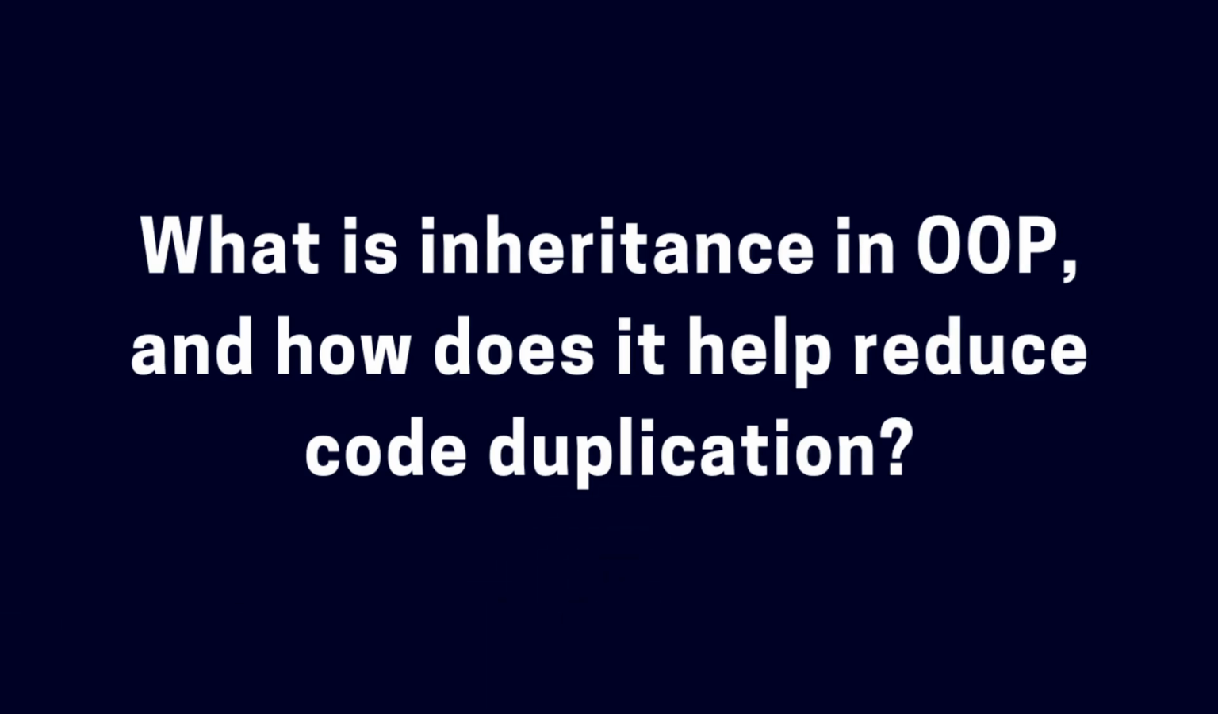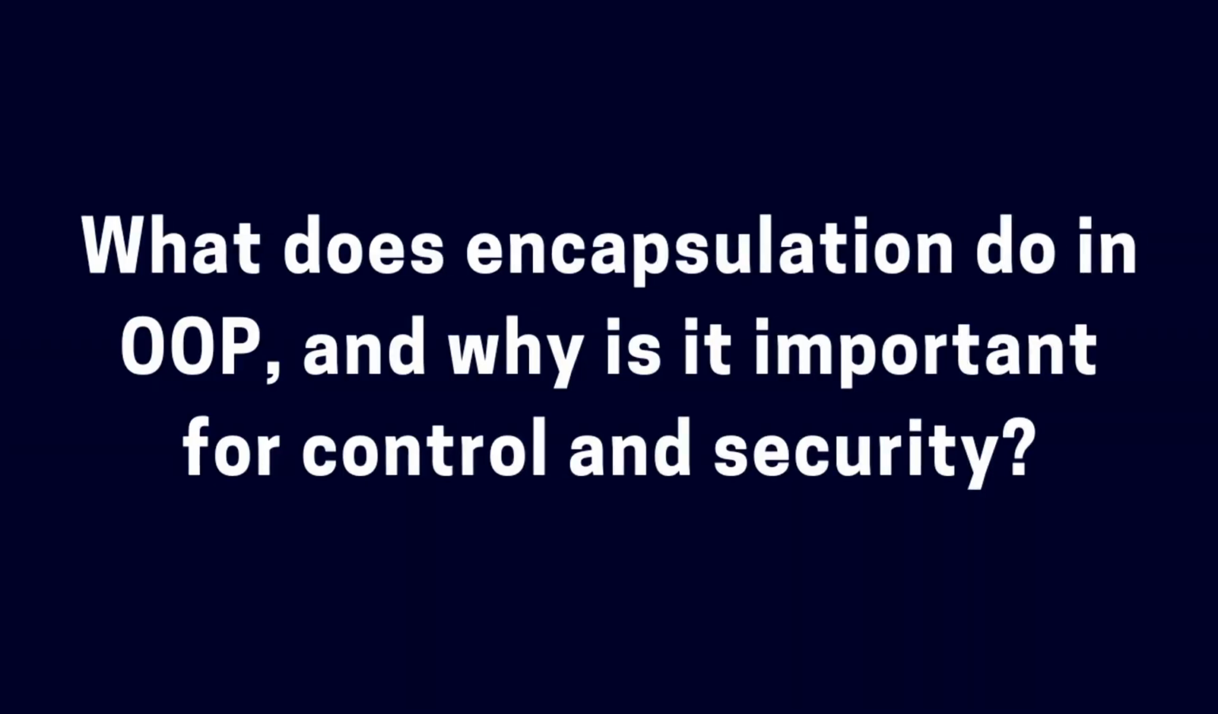Inheritance in OOP is a way for one class to use the properties and methods of another class. This helps reduce code duplication by allowing you to reuse existing code in new classes instead of writing it again. What does encapsulation do in OOP, and why is it important for control and security?